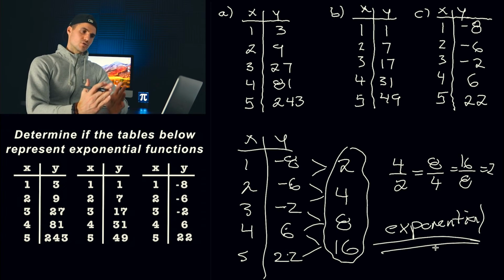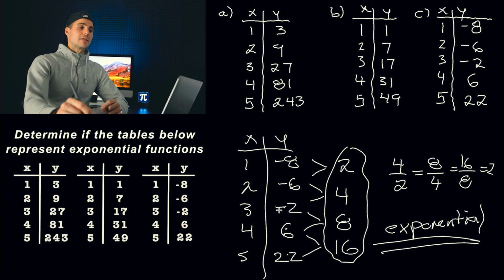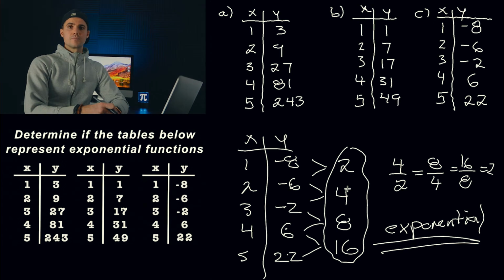All right, so be on the lookout for these. And be on the lookout if your teacher, perhaps, is teaching this in a limited way. It's not just the y values that have to have a common ratio. The first differences have to have a common ratio for it to be exponential. And if the first differences don't have a common ratio, then it's not exponential. And that is the end of the video.